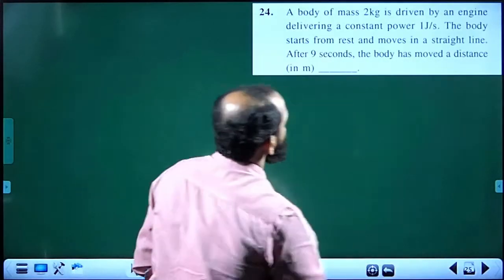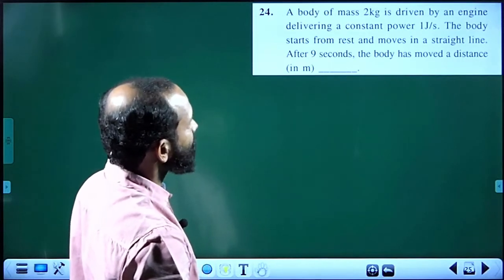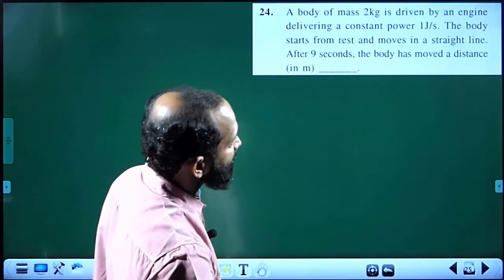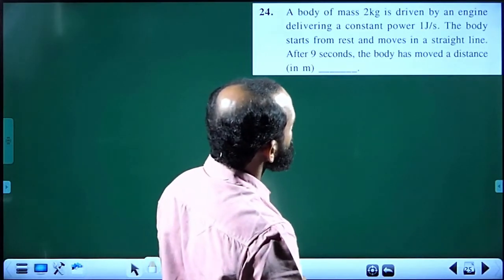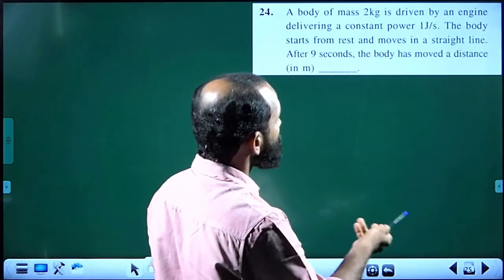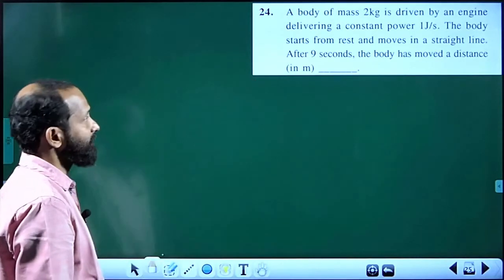Next one. A body of mass 2 kg is driven by an engine delivering constant power 1 joule per second, means 1 watt. The body starts from rest and moves in a straight line. After 9 seconds, the body has moved a distance in meter. What is the distance moved after 9 seconds?